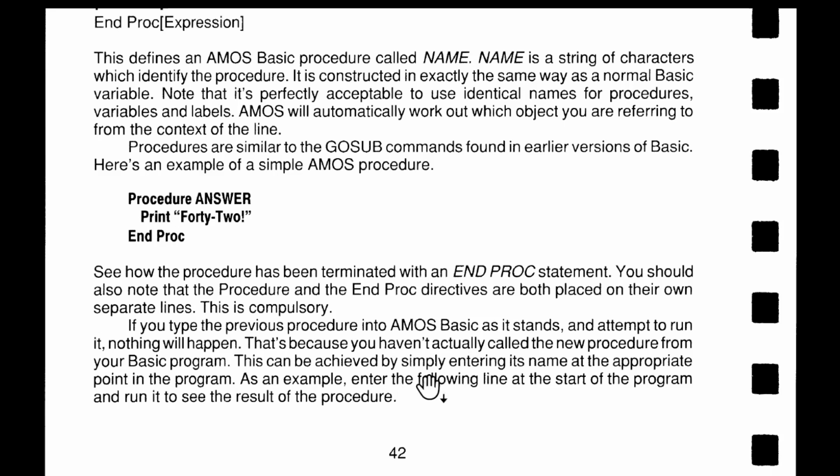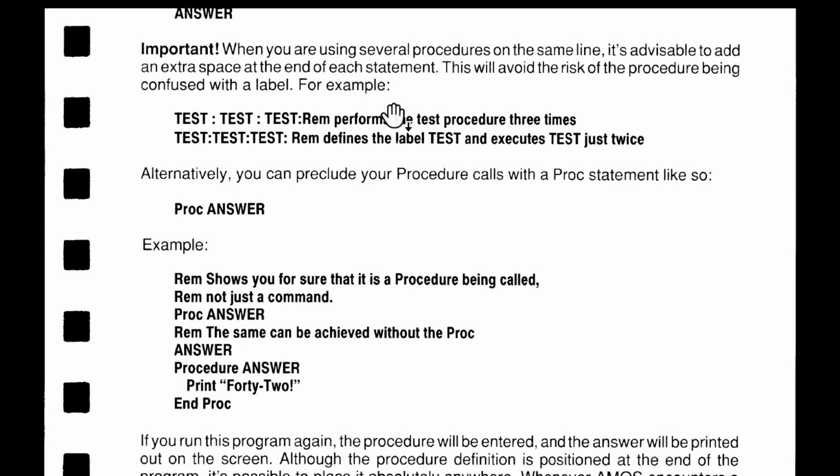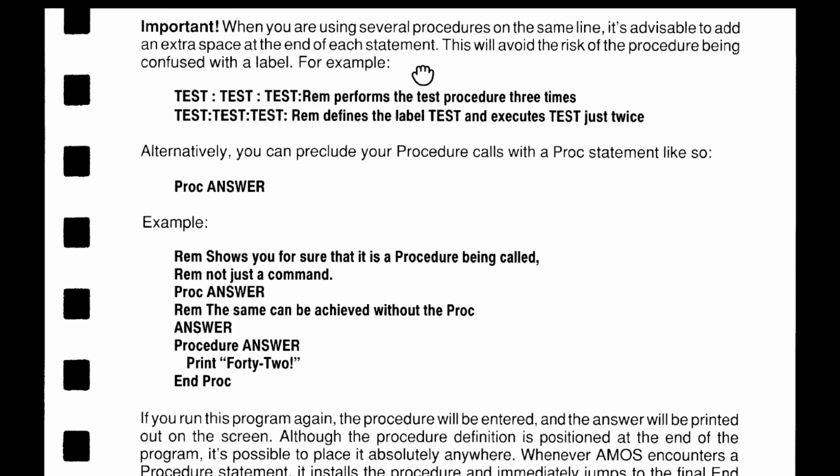This can be achieved by simply entering its name at the appropriate point in the program. As an example, enter the following line at the start of the program and run it to see the result of the procedure: Answer. Important. When you are using several procedures on the same line, it's advisable to add an extra space at the end of each statement. This will avoid the risk of the procedure being confused with a label. For example, test, test, test, Rem performs the test procedure 3 times. Test, test, test:, Rem defines the label test and executes test just twice.